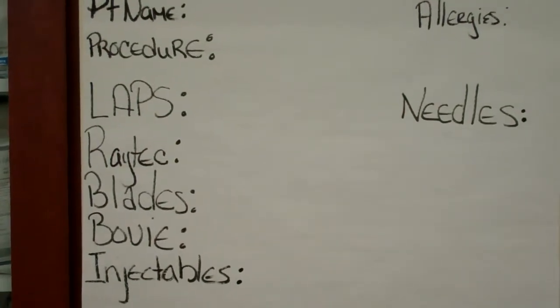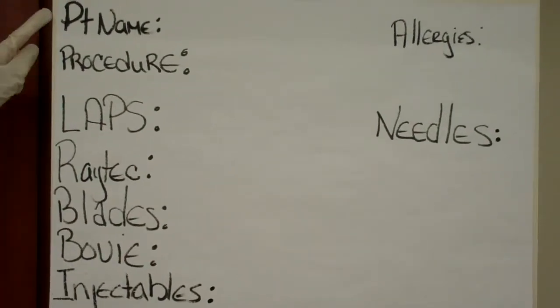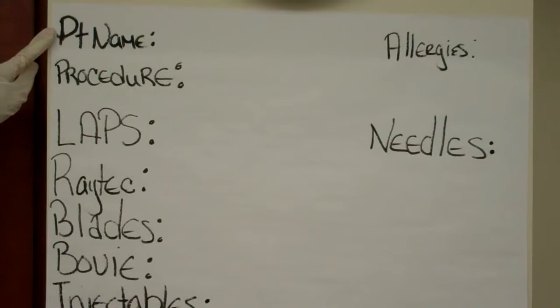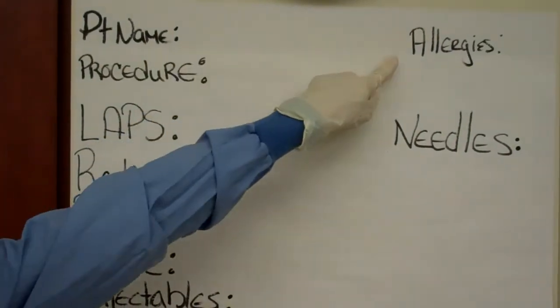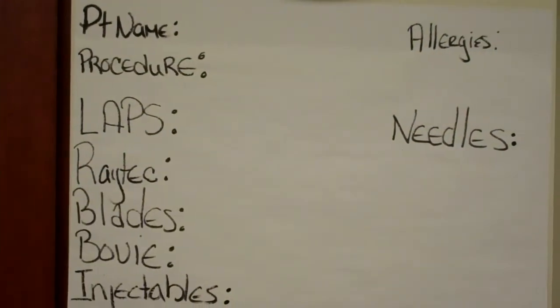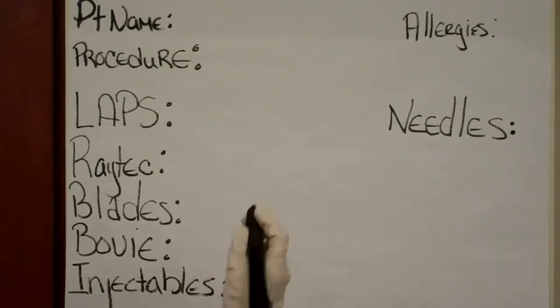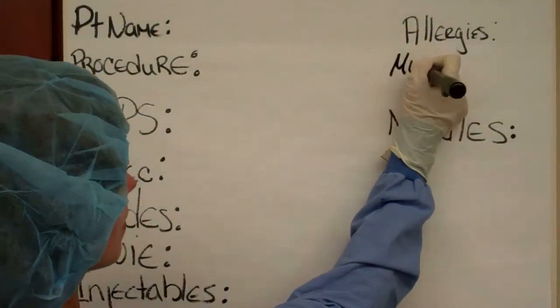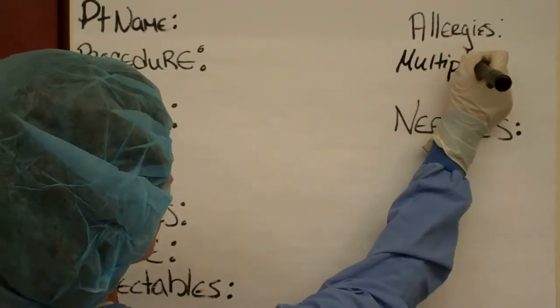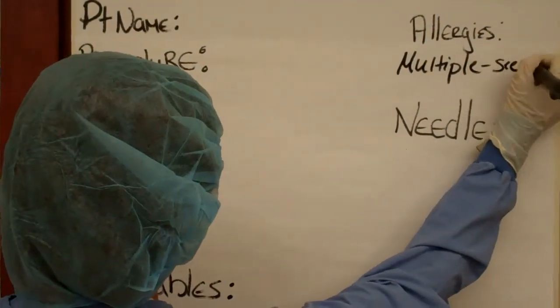Step 1. All whiteboards will contain an area for patient name, procedure, and allergies. If the patient has multiple allergies that cannot be written on the whiteboard, write "multiple" and see EPIC. Latex and adhesive allergies should always be written on the board.